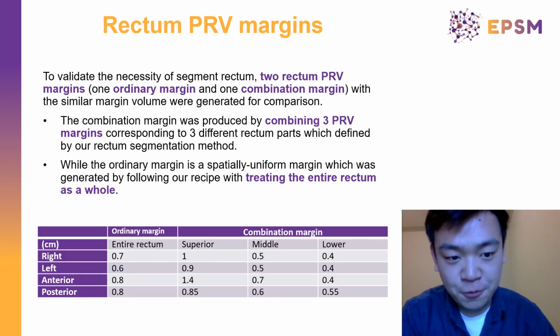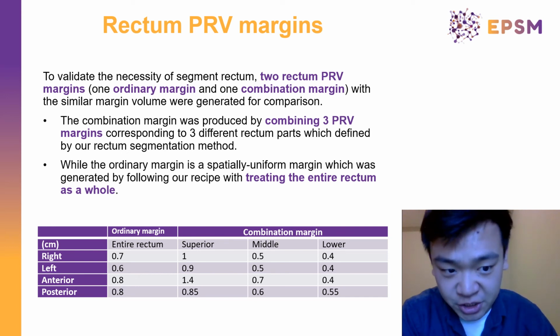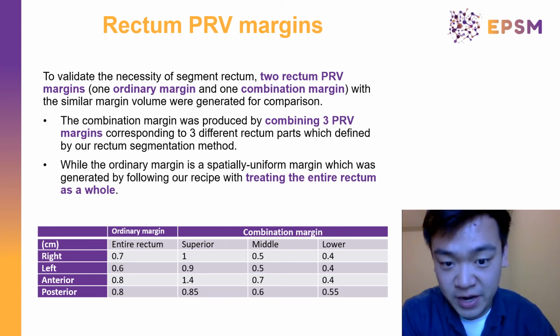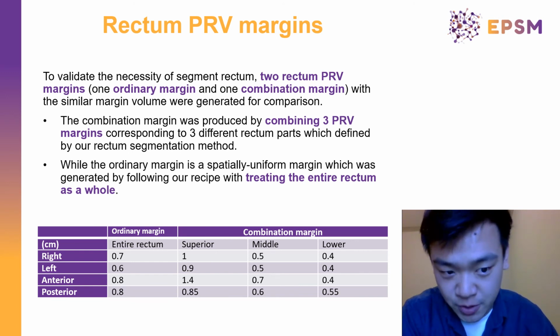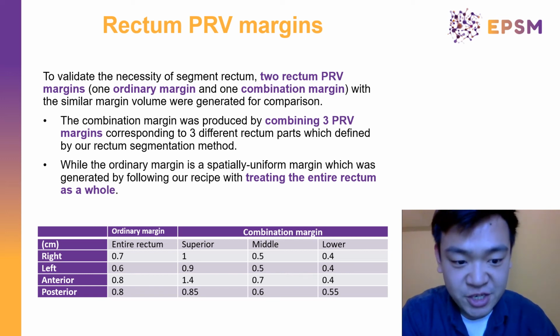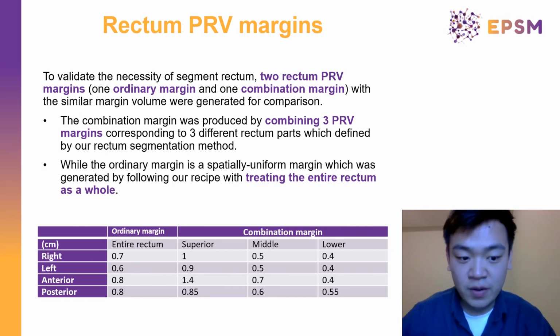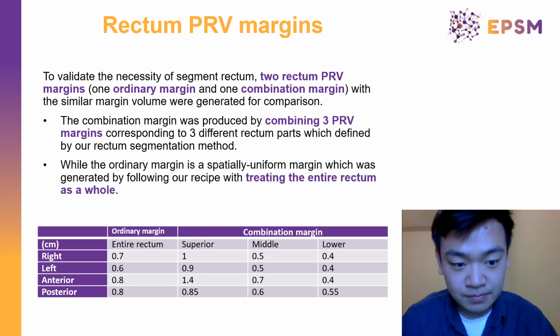For the sake of proving the necessity of segmenting the rectum, 2 rectum PRV margins, one ordinary and one combination, with a similar margin volume, were created for comparison. The combination margin was produced by combining 3 PRV margins corresponding to 3 different rectum parts, which were defined by our rectum segmentation method, while the ordinary margin is a spatially uniform margin which was generated by following our recipe while treating the entire rectum as a whole, and here shows their sizes.